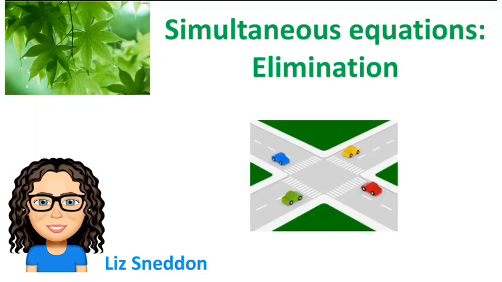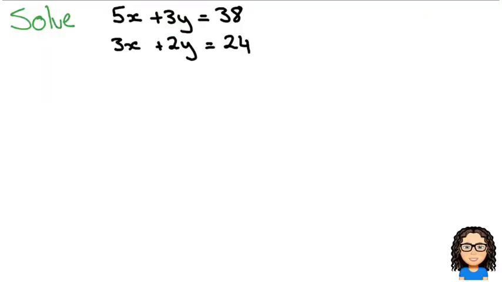Let's look at solving simultaneous equations using the elimination method, and this is a second example. So let's have a look here. We've got two equations with x's and y's, and we know we're trying to find where two lines meet at a particular coordinate point. So that's what we're trying to solve.